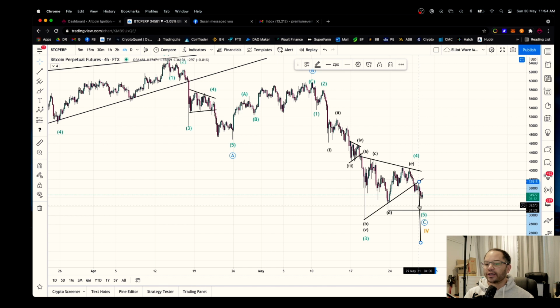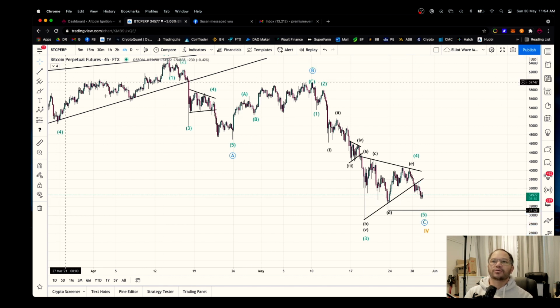The more accurate way is to take wave 1. So we know wave 1 is up here. Measure the length of wave 1, and we can usually expect wave 5 to be very close to or the same length as wave 1. So what does that do?